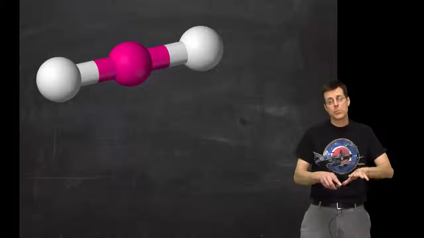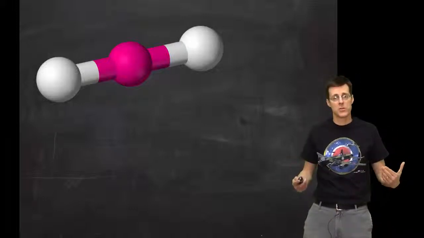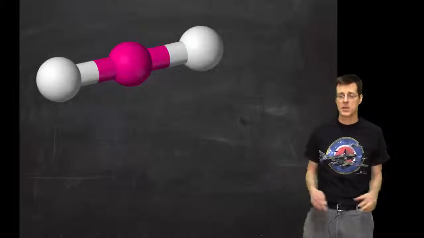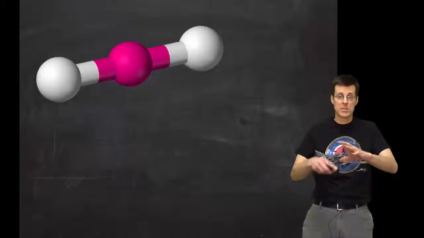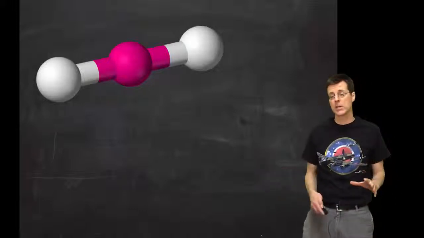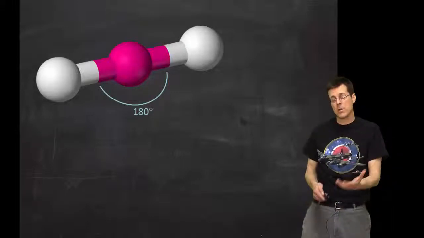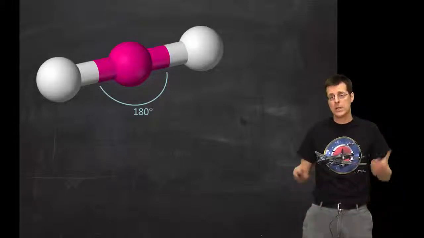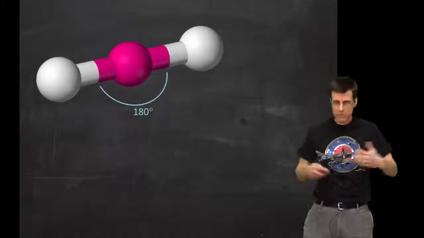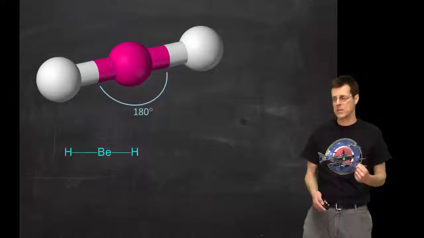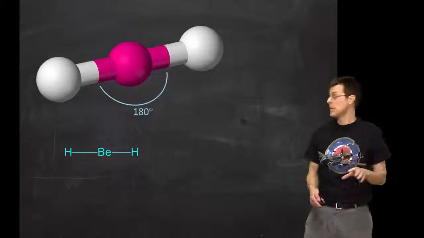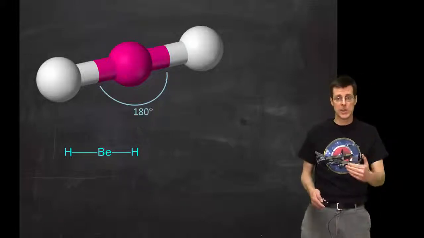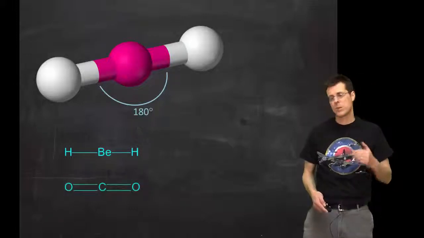So if you put those bonding pairs as far away from each other as possible, they're going to go on opposite sides of the central atom, keeping in mind that this central atom has no lone pairs of electrons. They'll then have a 180-degree bond angle. So as far away from each other as possible, directly on opposite sides. A couple common examples of this. One would be beryllium hydride, and another one would be carbon dioxide.